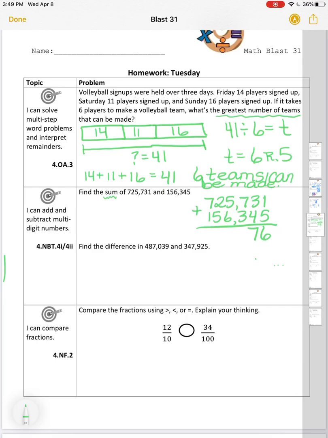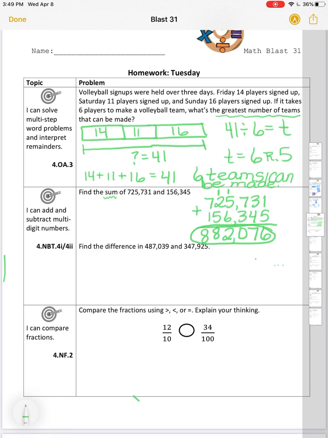5 and 1 is 6 ones, 4 and 3 is 7 tens, 7 and 3 is 10 hundreds. We'll bundle those 10 hundreds and turn it into 1,000. 1, 5, and 6 is 12, and those are all thousands. I'm bundling 10 of those thousands to turn them into a 10,000. 1, 2, and 5 all in the 10,000s is 8 10,000s, and 7 and 1 in the 100,000s represents 800,000s. So the sum, the answer to our addition problem, is 882,076.